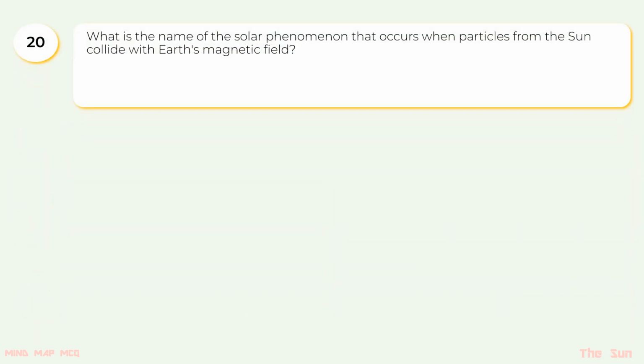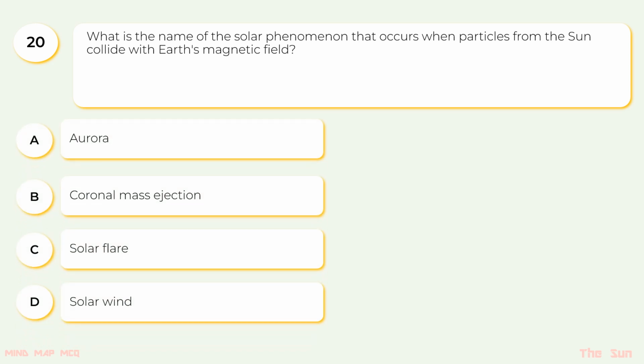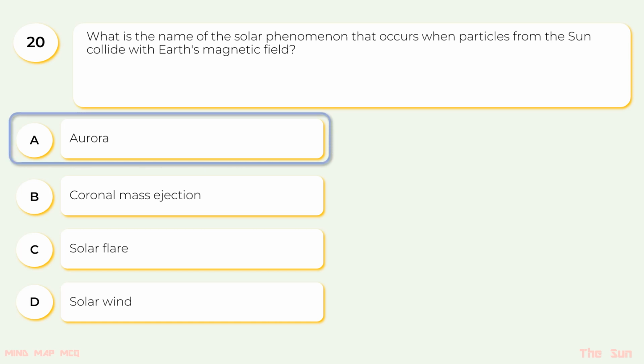What is the name of the solar phenomena that occurs when particles from the sun collide with the Earth's magnetic field? Options are A. Aurora, B. Coronal mass ejection, C. Solar flare, D. Solar wind. The correct option is A.